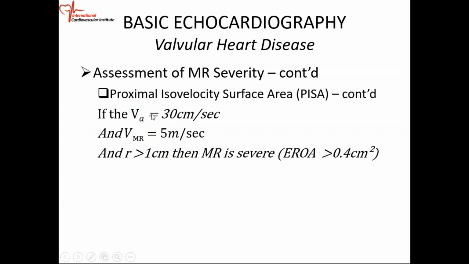Also, if the Aliasing velocity is 30 centimeters per second, and of course they don't have to tell you that. Once you look at the right hand side, you'll see the color bar, and the Aliasing velocity will be there. And if the mitral regurgitant velocity is 5 meters per second, if R is greater than 1, then the MR is severe. Okay? If R is greater than 1, then the MR is severe. So these are little things that you have to know.